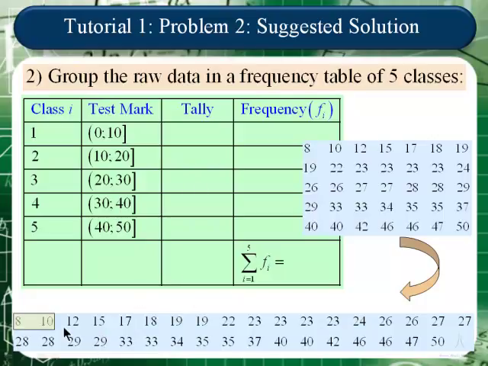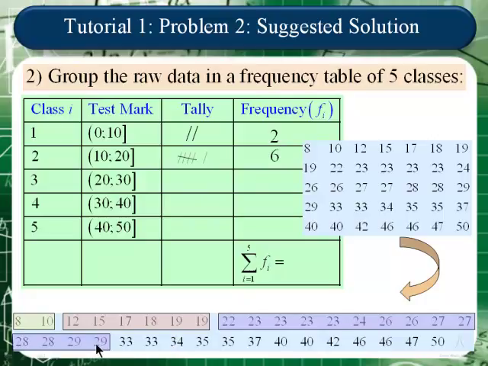In the first class you can clearly see we only have 2 observations, so the frequency of class 1 is 2. In a very similar way, we count the number of observations in class 2, and that we see is 6. In other words, the frequency of the second class is 6.